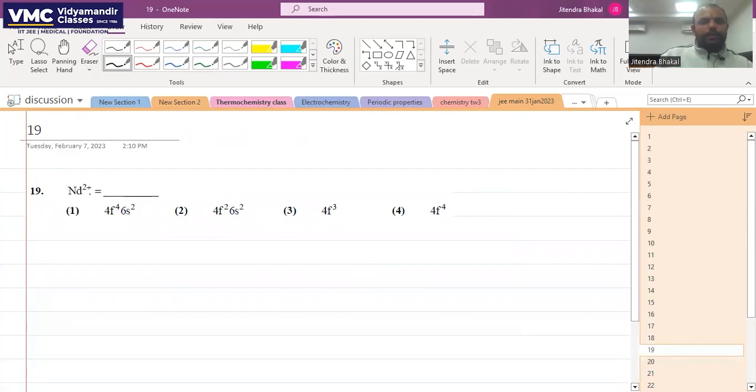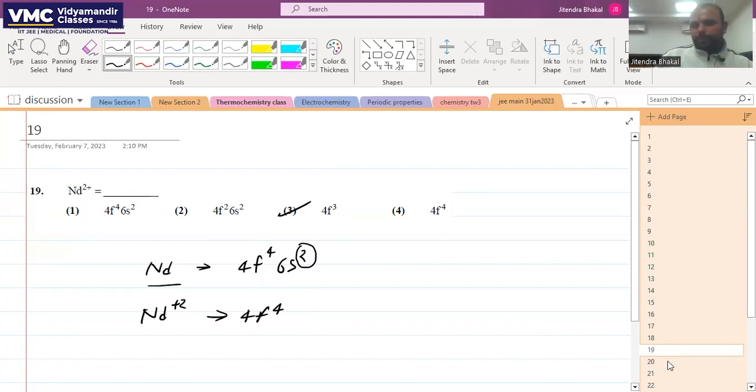Question number 19. This is an f-block element. The outer shell electronic configuration is 4f4 6s2. In the +2 oxidation state, the outermost shell electrons will go out, and the +2 configuration will be 4f4. Option 3 is the correct answer. Question number 20.